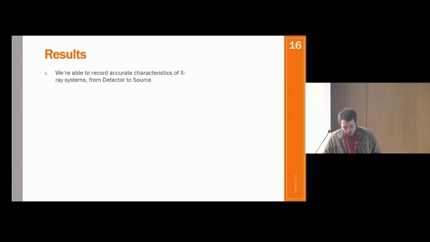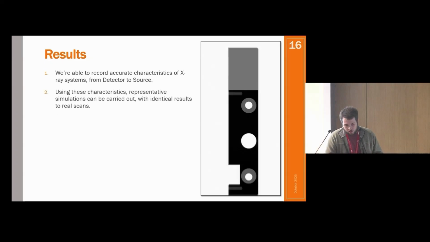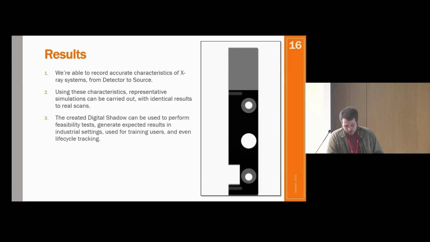So we're able to record accurate characteristics of X-ray systems from detector to source and model noise correctly, to the point where a user can change the voltage and amperage of a tube and end up with an X-ray image exactly like they'll get on a real setup. Using these characteristics, we can do representative simulations, which are identical to real scans. And the created digital shadows you can use for feasibility tests, for expected results in industrial settings, for machine learning training sets, which are better targeted to equipment, and even lifecycle tracking if you decide to take these regularly and see how your effects compare to each other.